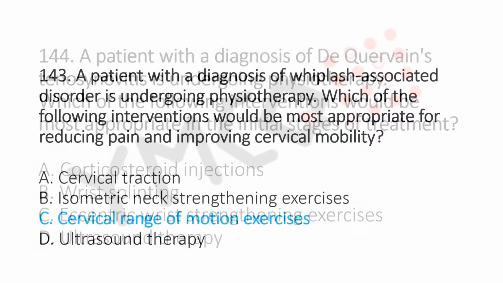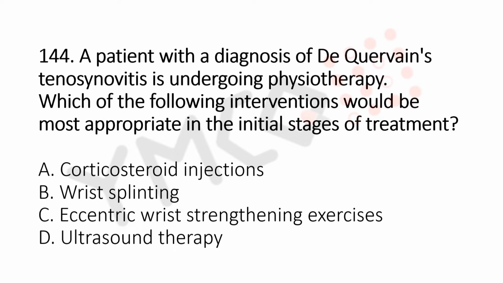Now let's move to question number 144. A patient with a diagnosis of recurrent tenosynovitis is undergoing physiotherapy. Which of the following interventions would be the most appropriate in initial stages of treatment? Option A, corticosteroid injection. Option B, wrist splinting. Option C, eccentric wrist strengthening exercises. Option D, ultrasound therapy. And the answer is Option B, wrist splinting.